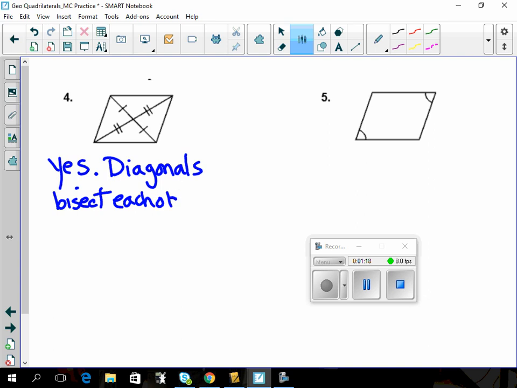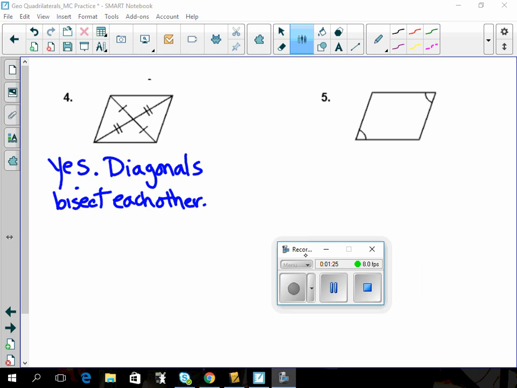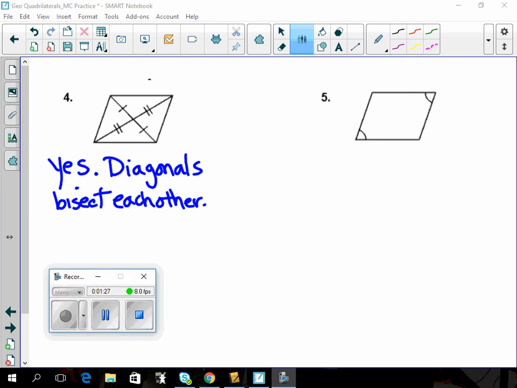We want to justify why we think it could be a parallelogram. Not what kind of parallelogram, because I don't know. Somebody said maybe it was a rhombus. Well, in order for it to be a rhombus, wouldn't the diagonals have to be perpendicular? That guarantees a rhombus, okay? But we don't have that, so we can't say rhombus. All we can say is just parallelogram.